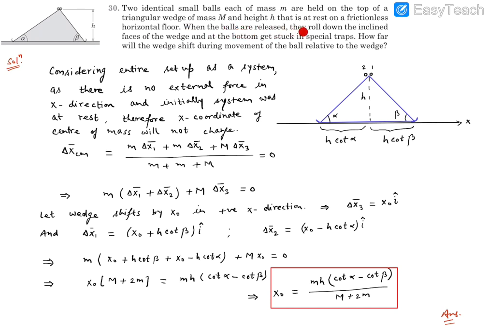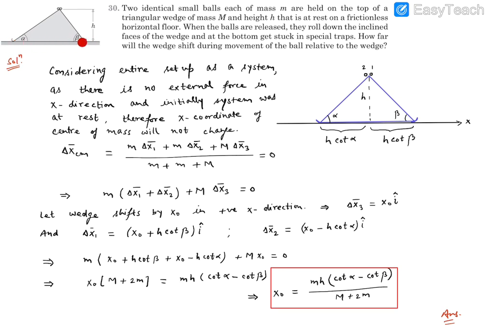When the balls are released, they roll down the inclined faces of the wedge and at the bottom get stuck in the special traps. So there are special traps. These balls are going to slide down and will trap there. How far will the wedge shift during movement of the ball relative to the wedge? So these balls are being released, they will come downside, and till these balls are moving, this wedge will be shifting. So what is that displacement that we need to find out?